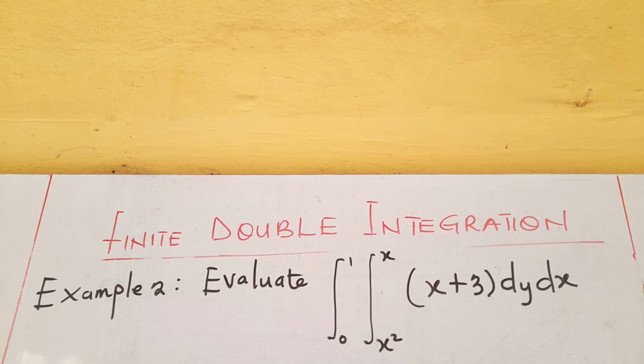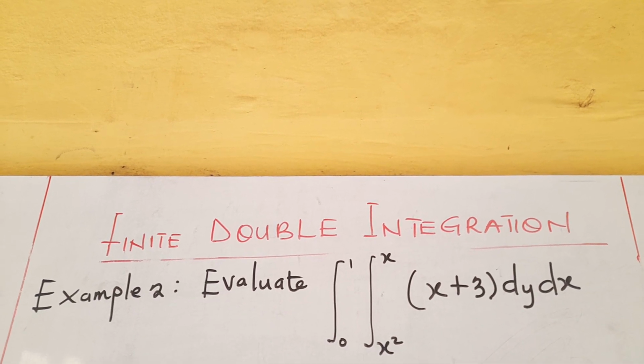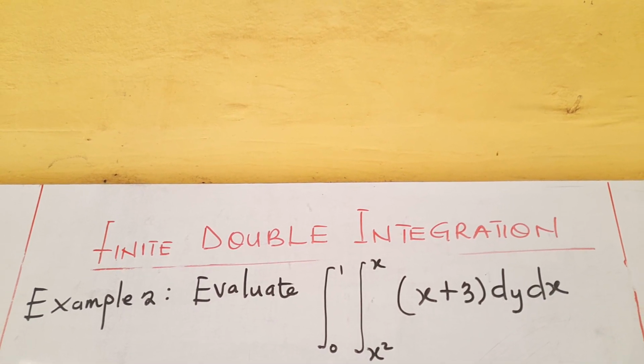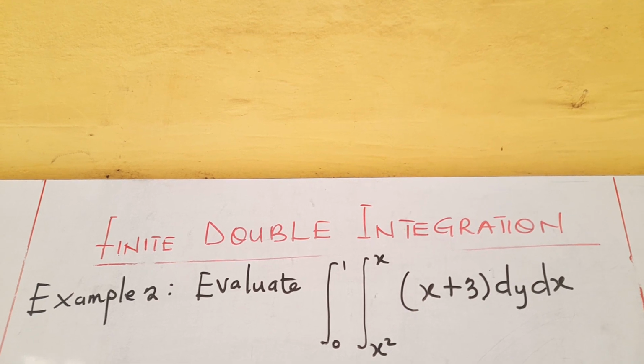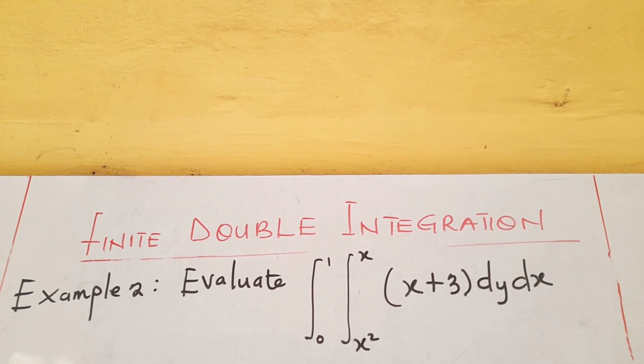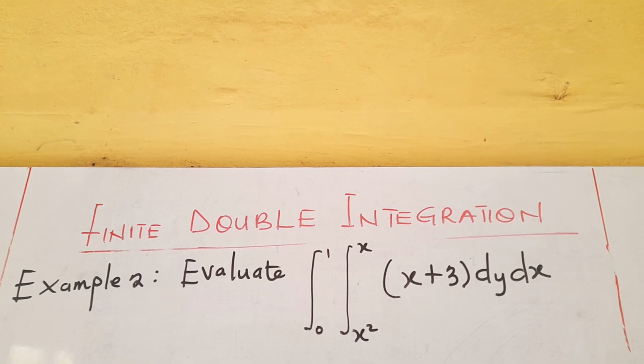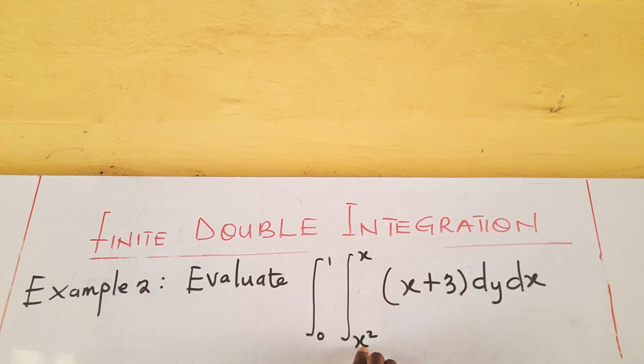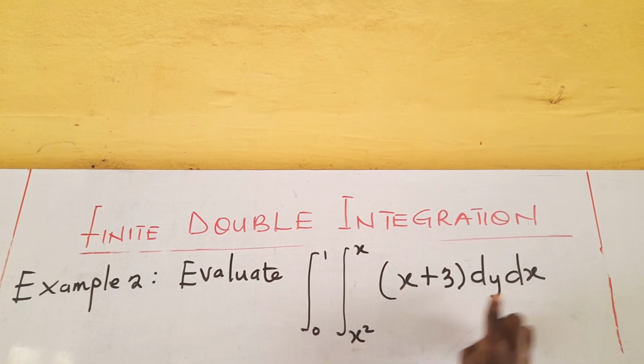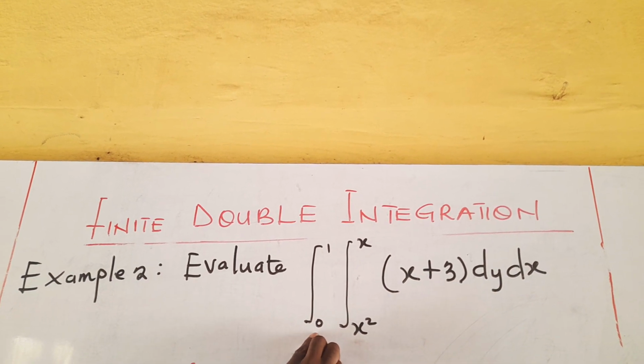So let's solve our second example. They say we should evaluate the integral from 0 to 1 and the integral from x squared to x of x plus 3 dy dx. So remember, this will be for this. That means the dy for the first integral and dx for the second integral.